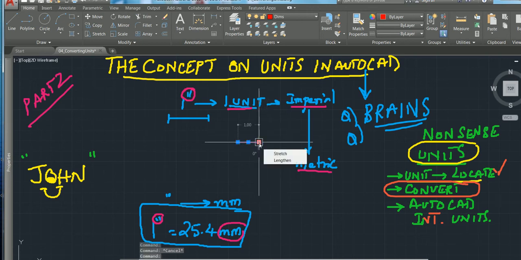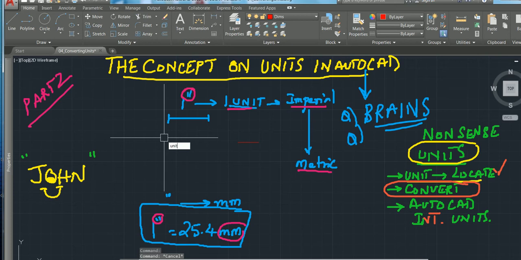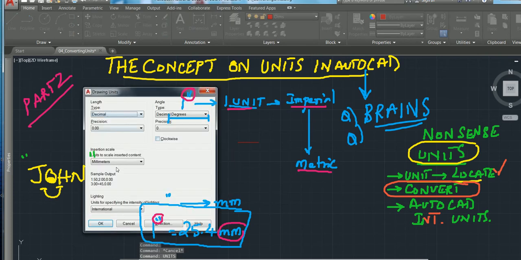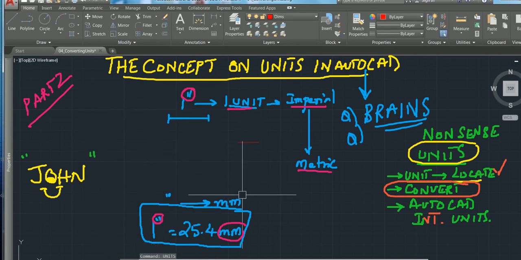So in part 1 I converted from imperial to metric. How did I convert? Please refer to the part 1 video. Now we have converted. Let me just recheck units. It's in millimeters, precision, double digits. Clear? But this is completely wrong, isn't it? 1 inch is not equal to 1 millimeter. If you say it's the same thing, then I'm sorry, but you're crazy.